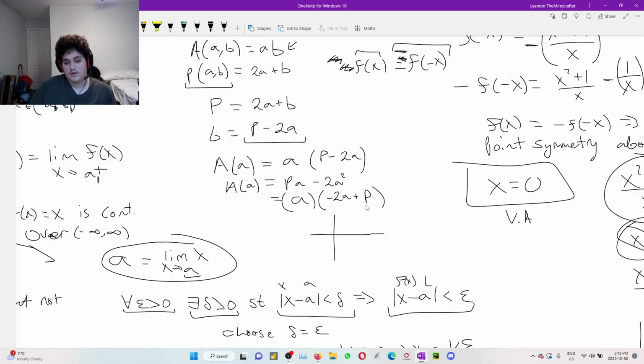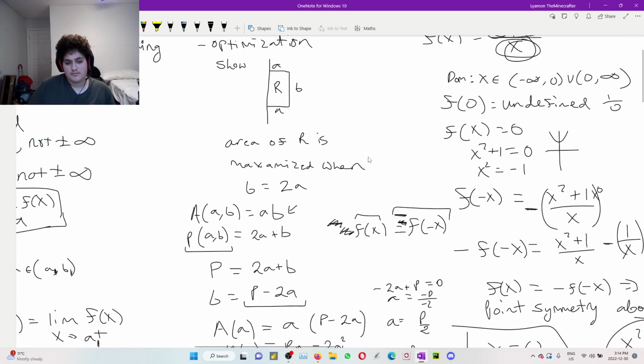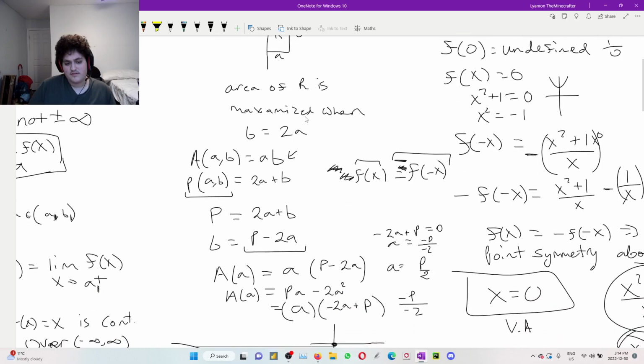Then we're going to have a root at 0 and a root at negative p over -2, right? If we set this factor equal to 0, then you get A equals negative p over negative 2. That's just p over 2. And we know that p is positive. The perimeter has to be positive, because a and b both have to be positive.